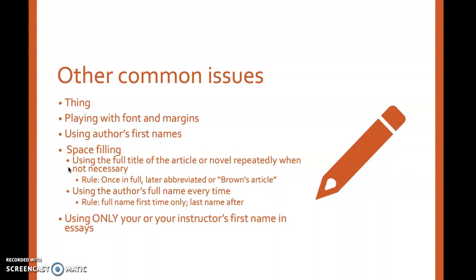In any paper you write, you're going to refer to an author, particularly in an English class, Jane Austen, for example. You'll refer to her as Jane Austen in the introduction, and thereafter, you'll just refer to her as Austen. Students will often try and fill space by using the full title of the article or novel repeatedly when it's not necessary as well. Again, in the introduction, you use the full title, and then in the body of the paper, you're just going to refer to the novel that you've chosen as the novel, or Austen's work, or something like that.